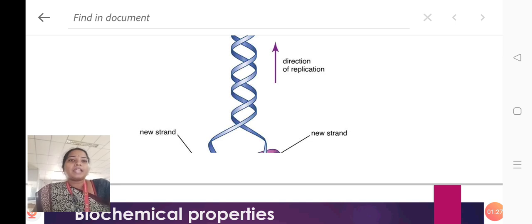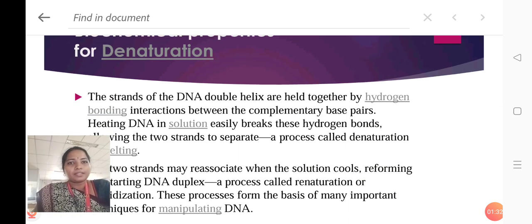So DNA, in the sense, comprises a new strand and a direction of replication. We will call it a replica.